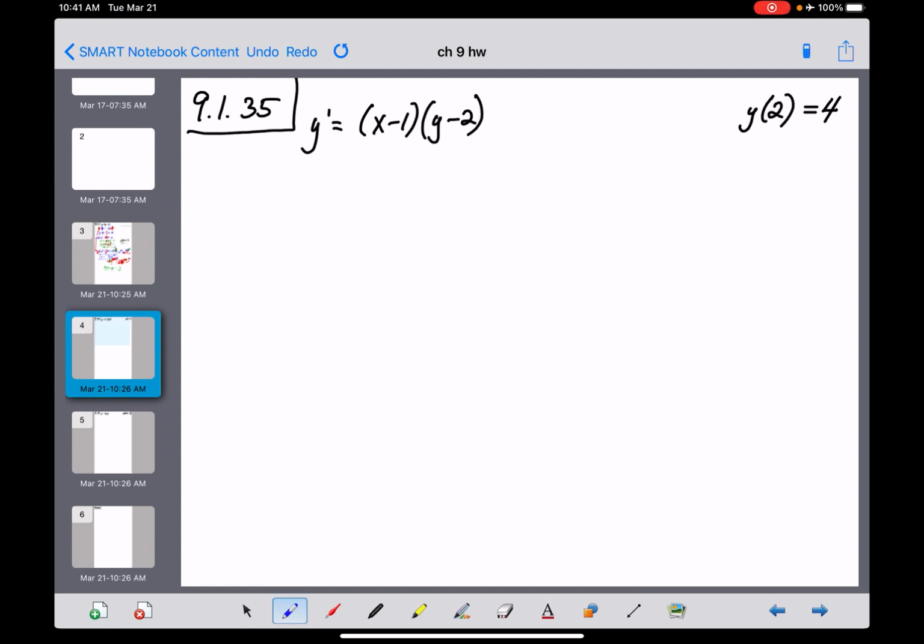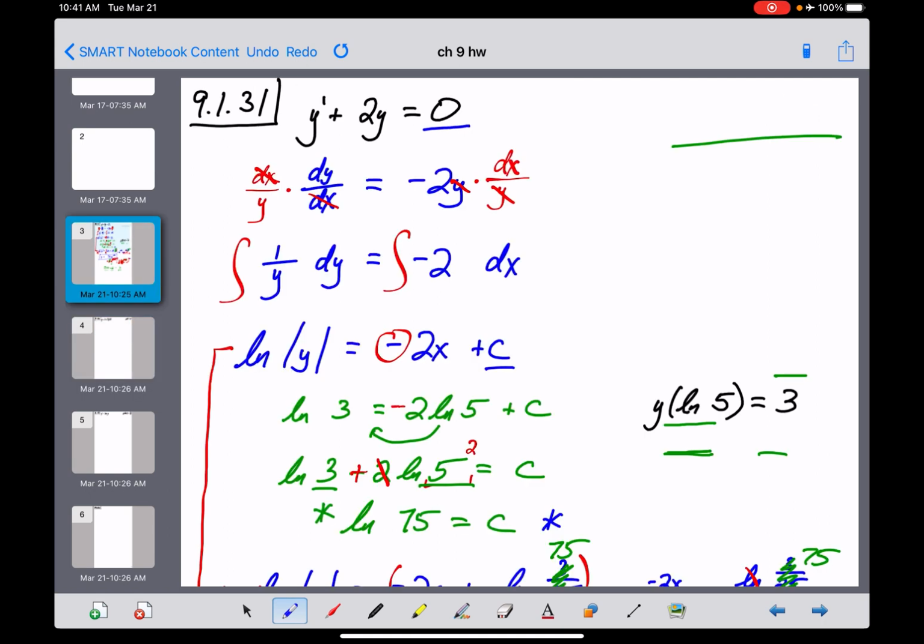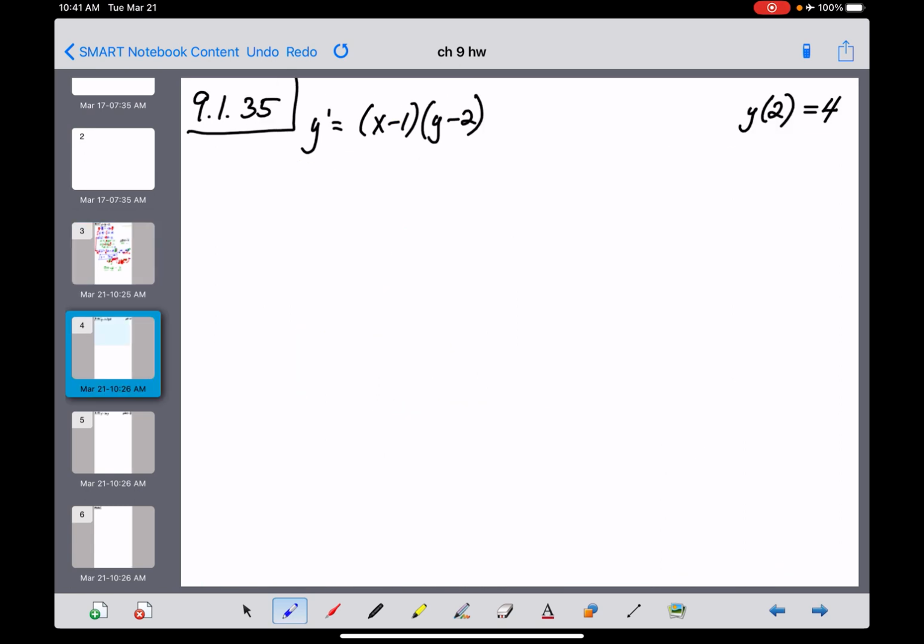Number 35 looks different from a lot of the other problems in this section, but they actually did us a favor here, guys. The right side of this differential equation is already factored. And as I just got done talking about in problem number 31, addition and subtraction is actually a bigger problem than multiplication and division. So how are we going to handle this one?